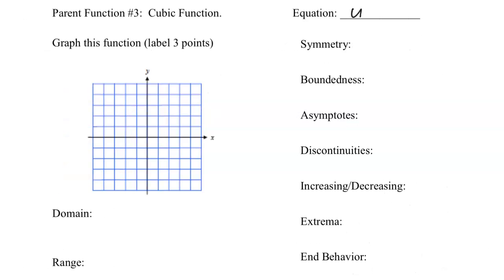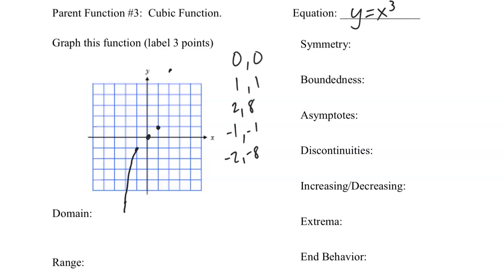Okay, for the cubic function we have the equation y is equal to x cubed, and so if we want to graph this we could plug in a couple of points. 0 cubed is 0, 1 cubed is 1, and 2 cubed is 8, which is actually going to take me off the graph way up here. And then you could also do the negative of those. Negative 1 cubed gives you negative 1, and negative 2 cubed gives you negative 8, and so we would have these points as well, and so this would look something like this.